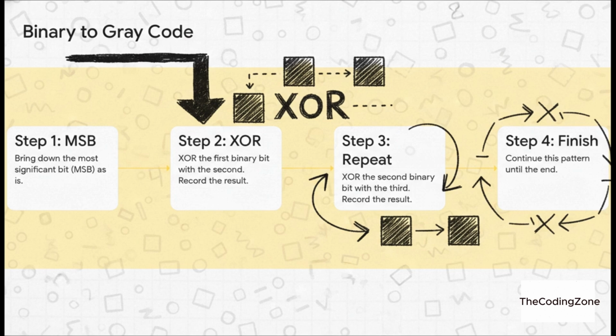Okay, so how do we actually get from binary to gray code? It's actually a pretty straightforward process. First, you take the most significant bit, the one all the way on the left, and you just bring it straight down. It never changes. For all the other bits, you use a simple logic operation called XOR. You just look at the bit in the original binary number and the one to its left. If those 2 bits are different, your result is a 1. If they're the same, the result is a 0. And you just keep doing that all the way down the line.